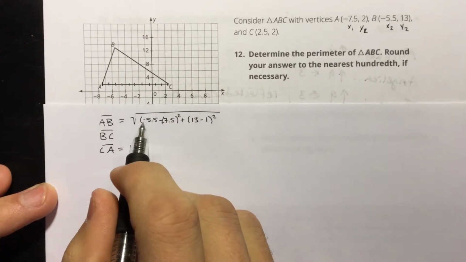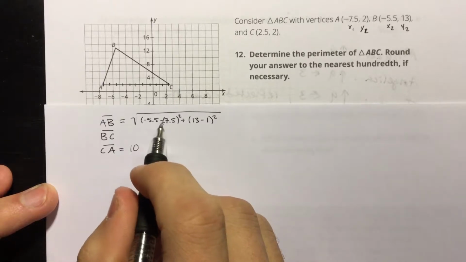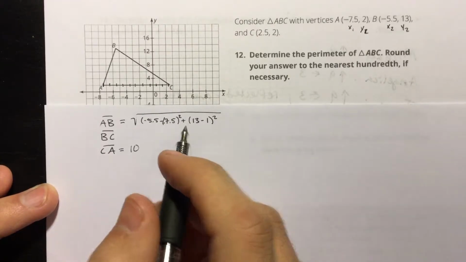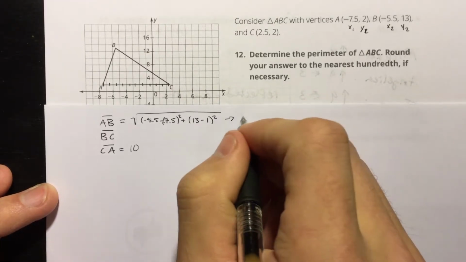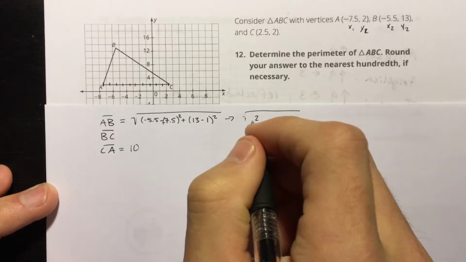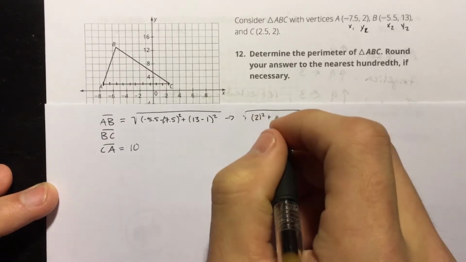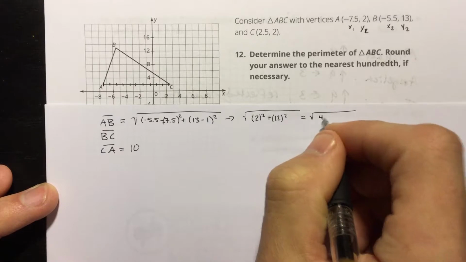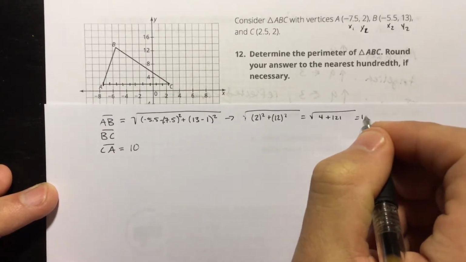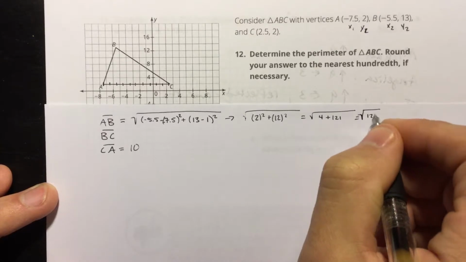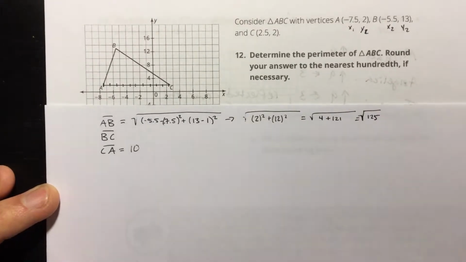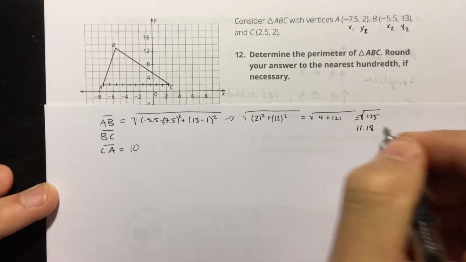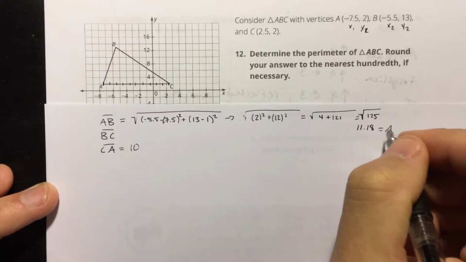So this -5.5 minus -7.5, when we subtract a negative, it's like adding a positive. So this would be like -5.5 plus 7.5, which is 2, and then we have to square it, plus 13 minus 2 is 11, that squared. Okay, so then that means we're going to have the square root of 4 plus 121, which is the square root of 125. And then the square root of 125 is 11.18. Okay, so that is side AB.